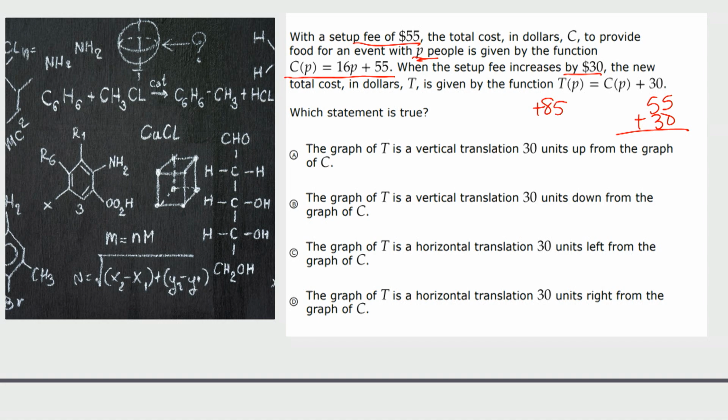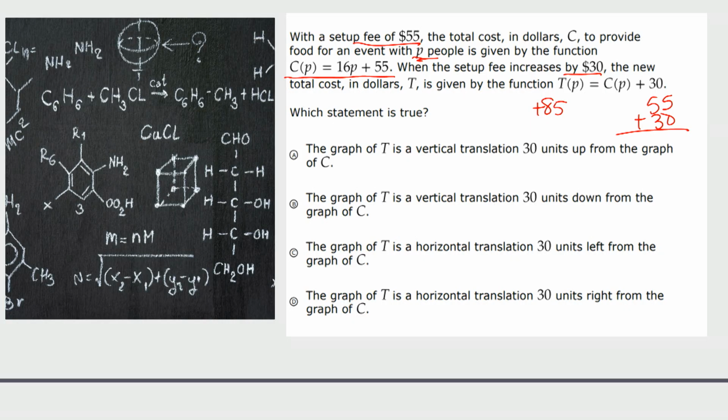So let's look at these statements. The graph of T is a vertical translation 30 units up from the graph of C. The graph of T is a vertical translation down from C. The graph of T is a horizontal translation 30 units left of C. The graph of T is a horizontal translation 30 units right.